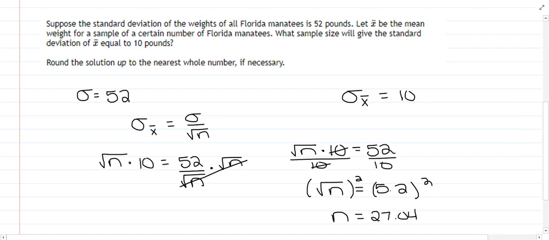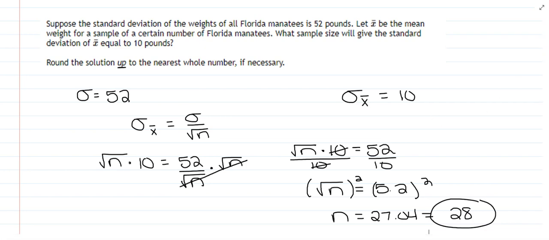Okay, and then the answer says to round the solution up to the nearest whole number because we want the sample size to be just enough. So we need it to actually round up to the whole number of 28. So we're going to need 28 for our sample size there in order to get that sample standard deviation of 10.